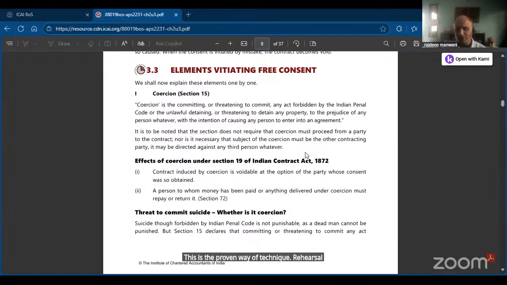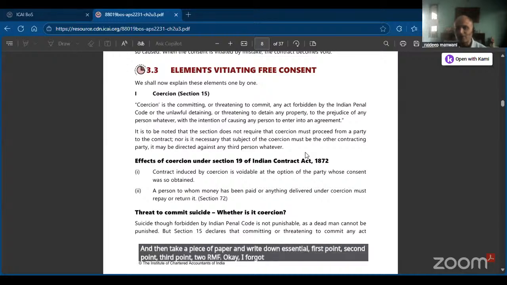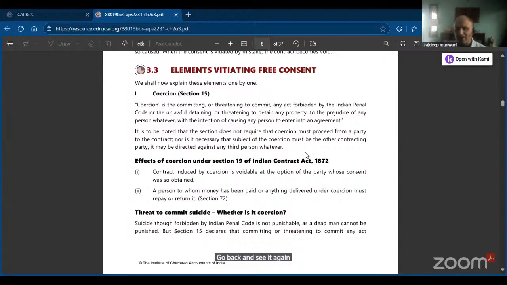Rehearsal is the mother of memory. If you're just reading it, no use. When you go to the exam, you will forget everything. You read it, close your eyes, and remember the points. So, what are the essentials of a valid offer? You read it once, understood, but in the exam you'll forget. So you read it, revise it one more time, close your eyes, and then take a piece of paper and write down the essentials. First point, second point, third point. Do I remember? Okay, I forgot one point. Go back and see it again. Then write it down again till you write down all the points correctly.